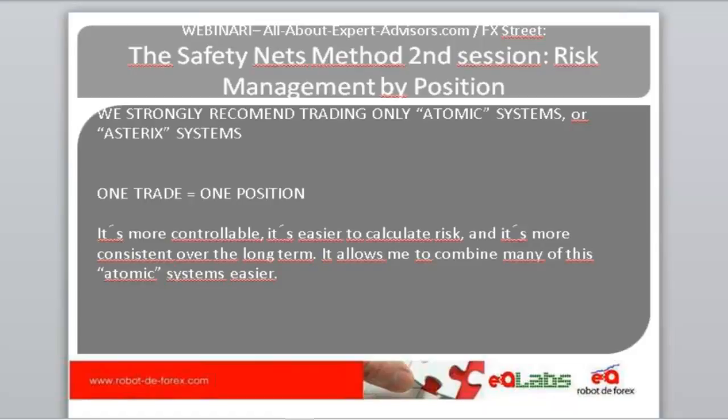If you cannot be consistent with Asterix systems, just trading 1 trade per position, you will never be able to trade 5 trades per position. You see that? So let's start simple. It's more controllable. It's easier to calculate the risk. It's more consistent over the long term. And it allows me to combine a lot of trading systems, because I'm trading Asterix. I don't have the hassle to check, wow, I have to put another trade here to recover this position. Okay.